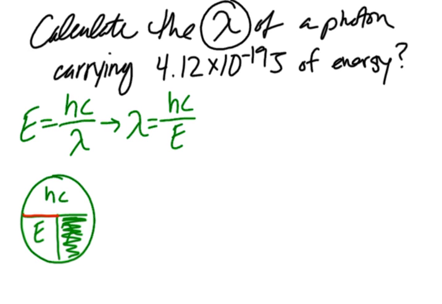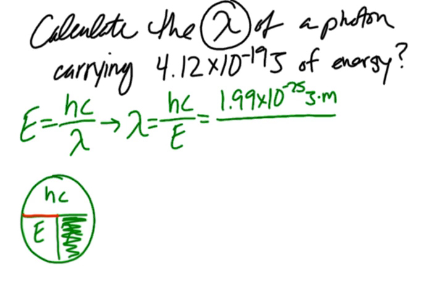That means I'm going to end up with 1.99 times 10 to the negative 25th joule meters divided by my energy value, 4.12 times 10 to the negative 19 joules. Remember that 1.99 times 10 to the negative 25 is the product of Planck's constant times the speed of light. That number will never change. So I'm going to cancel out joules, and I'm going to be left with meters.